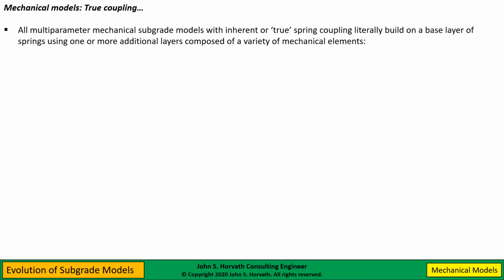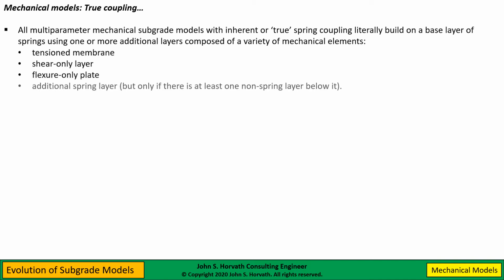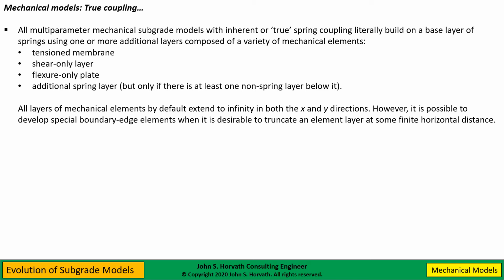Now, all multi-parameter mechanical subgrade models that have inherent or true spring coupling build on the Fuss-Winkler subgrade. And they add additional mechanical elements, either a tension membrane, a shear-only layer, a flexure-only plate. You can add an additional spring layer, but there's got to be something between that and the lower spring layer. All these elements extend by default to infinity in the XY directions, but as I'll show you later, you can actually develop special boundary conditions or edge elements so that you can truncate the mechanical elements.